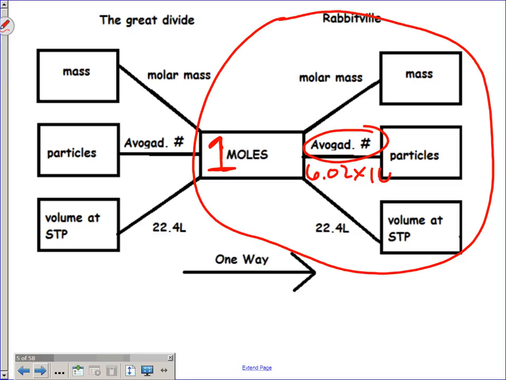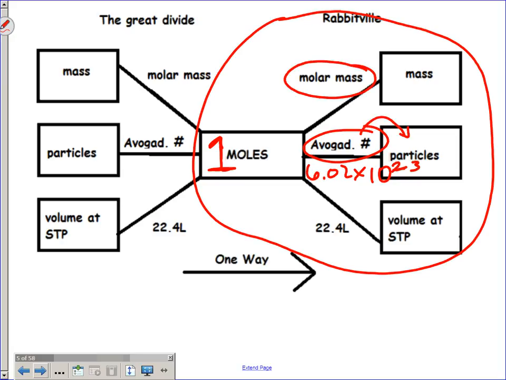6.02 times 10 to the 23rd. Does this number refer to particles or to moles? It refers to the particles in 1 mole. Do not put anything other than 1 mole, people. 1 mole, unless it's a coefficient thing we're dealing with. So Avogadro's number is referring to the number of particles in 1 mole.